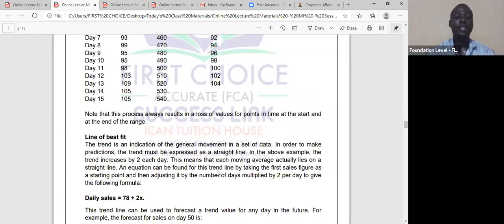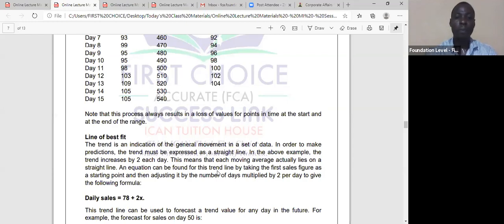The trend, which is a line of best fit, is an indication of the general movement in a set of data. In order to make predictions, the trend must be expressed as a straight line. And what is the formula for a straight line from mathematics? We say a straight line is y equals ax plus b, where a is the gradient and b the intercept on the y-axis.